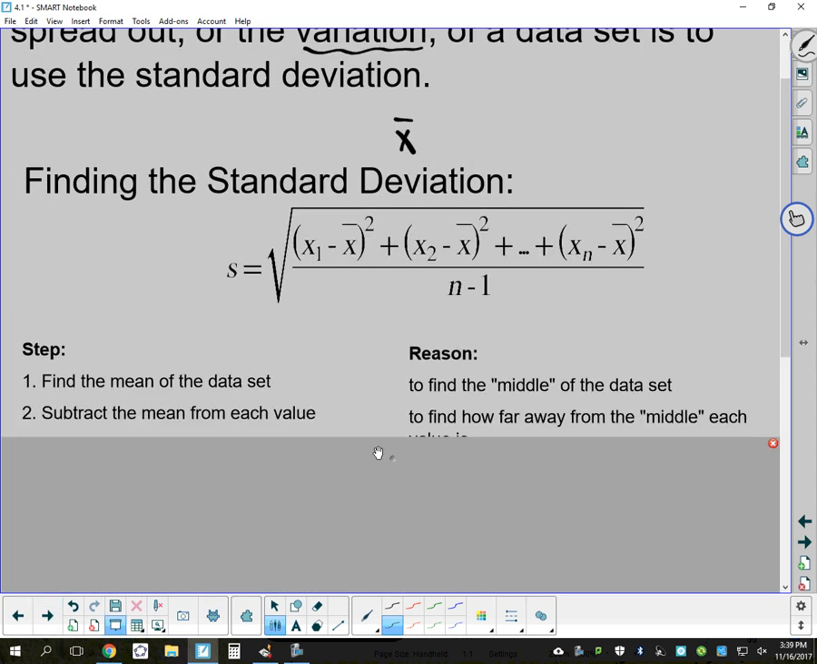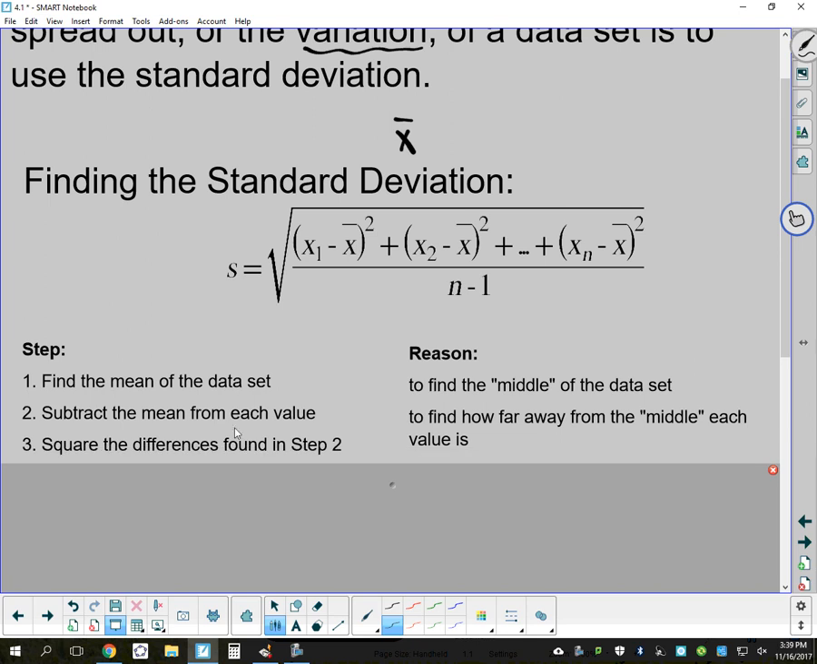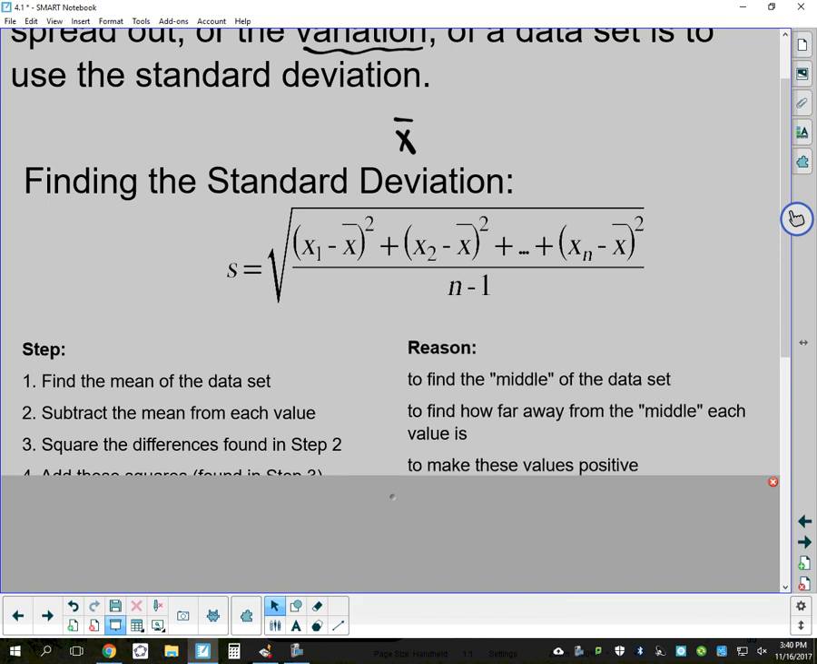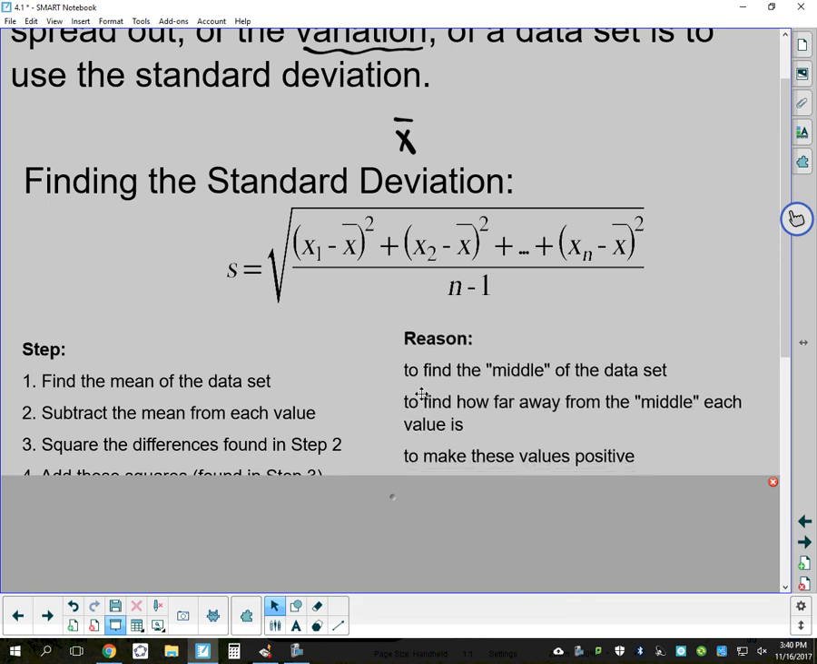Okay, then you're going to subtract the mean from each value. We're going to do that to find how far away from the middle each value is. Square the differences that we just found, and that's because we want to make the values positive. Whenever we square a number, even if it's negative, it's still going to turn into a positive. Okay, so that goes with that.